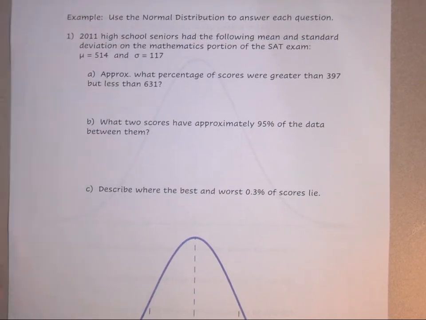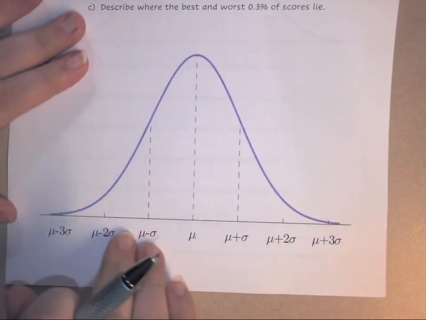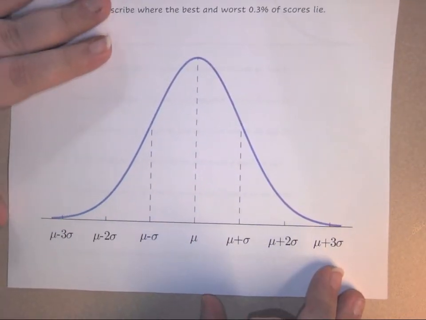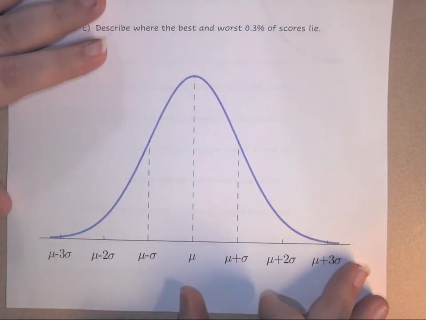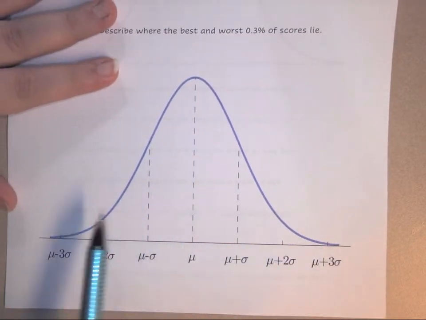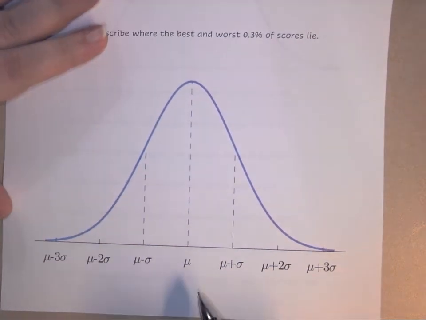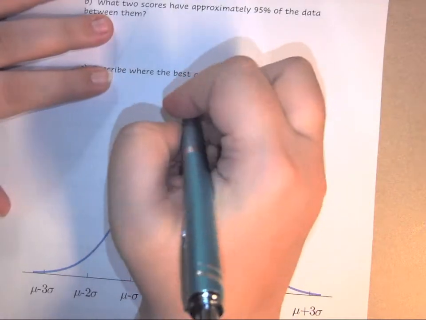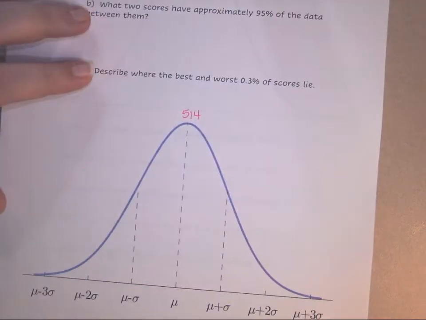So before we get to any of the questions, we need to come down here. This is called a normal distribution graph. And these graphs are set up in very specific ways. First of all, you can see that it's broken down into your mean, and then on either side of your mean is going to be the number of standard deviations away from it. So in this case, my mean is that 514 number that we were given.